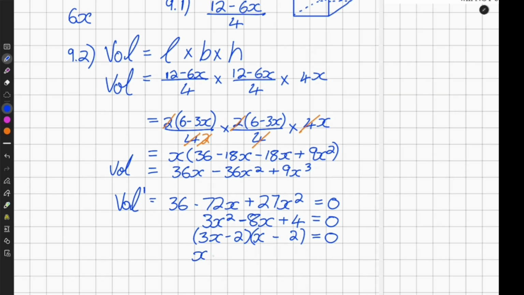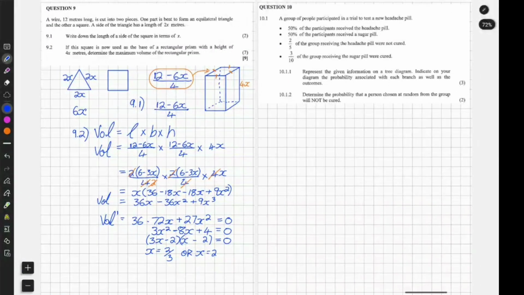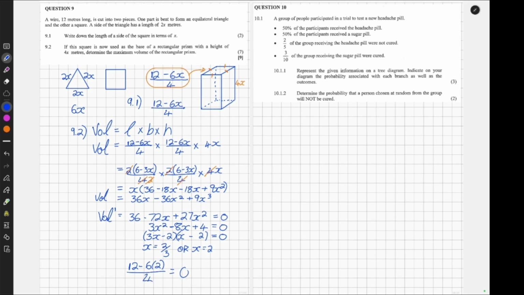My x values will then be x is equal to 2 over 3 or x is equal to 2. Now I need to see, will both of them be acceptable in this equation? Remember, in question 9.1, we said the side of a square is going to be 12 minus 6x over 4. If I sub in the 2, so 12 minus 6 times 2 over 4, I am going to get that the side of the square is 0, and therefore this question doesn't exist.